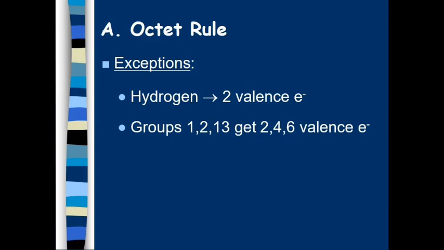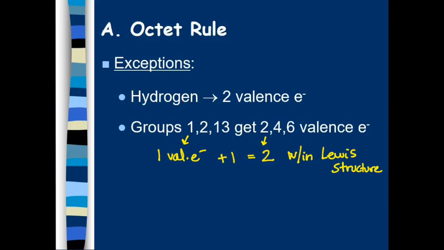So if I have an element in group 1, there is one valence electron. Again, it could be sodium, potassium, rubidium, any of those. Their one electron will pair up with one more for a total of 2 within the Lewis structure. So when it says 2 right here, that's what they're talking about. It says it gets 2. Well, within the Lewis structure, yes, the element has one and will share one for a total of 2.